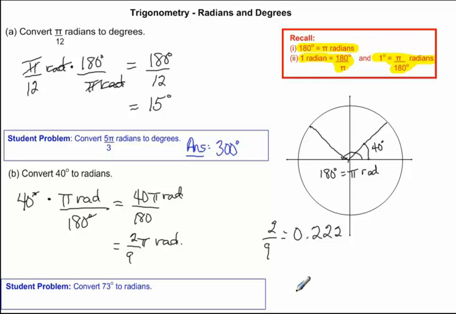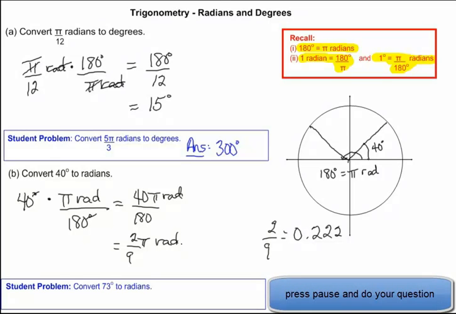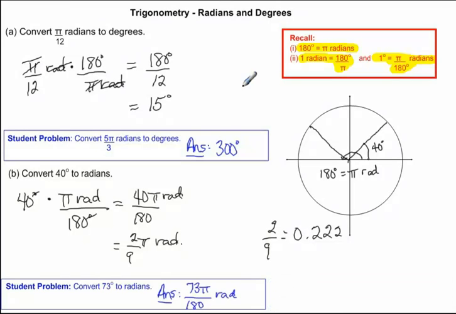Okay, so now at this time, I would like you to go and try your problem and see what solution you come up with. Your answer is shown in the blue. Remember to leave it as an exact answer and look only to reduce it to lowest terms. So this is how you convert radians to degrees, or from degrees to radians.